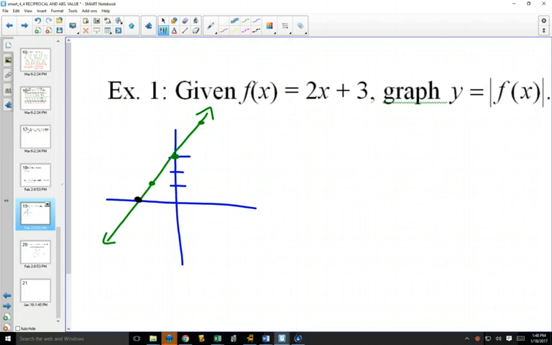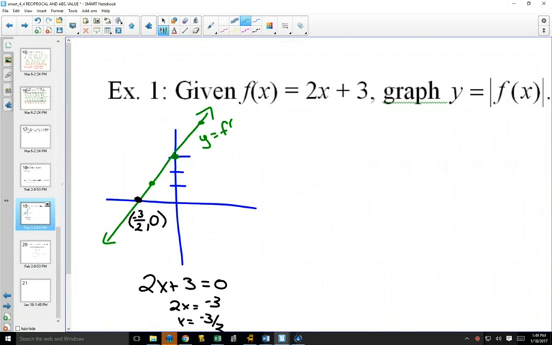When is it equal to 0? One and a half, or 3 over 2? Negative 3 over 2, sorry. So if we set 2x plus 3 equal to 0 and solve for that, we'd get that our x-intercept is negative 3 over 2. Now, I'm going to label this one as f of x.